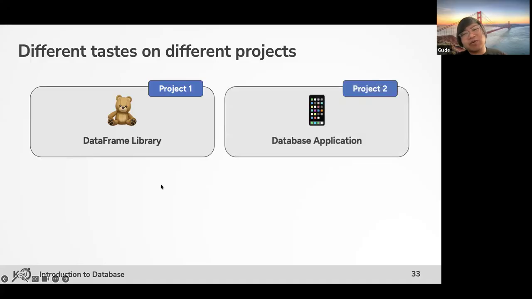Okay. Project two, you will build a database application. You will build an application, like, imagine the hackathon last semester where you built an application. I don't require you to build a web application or mobile application.